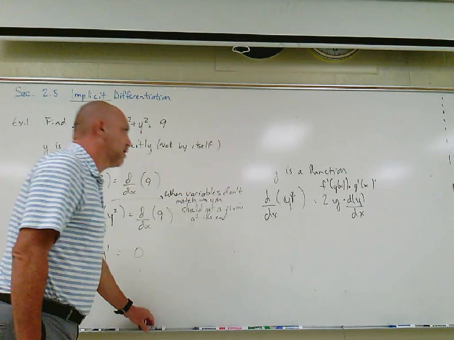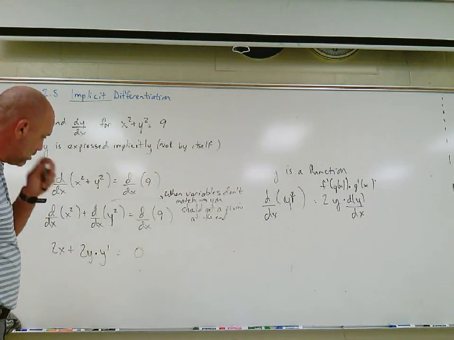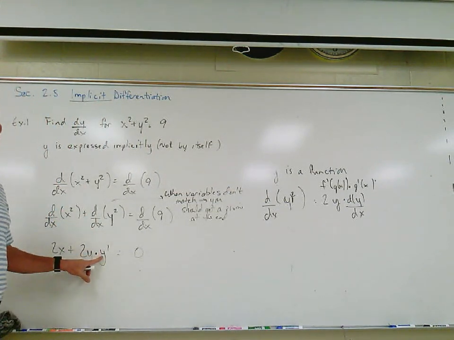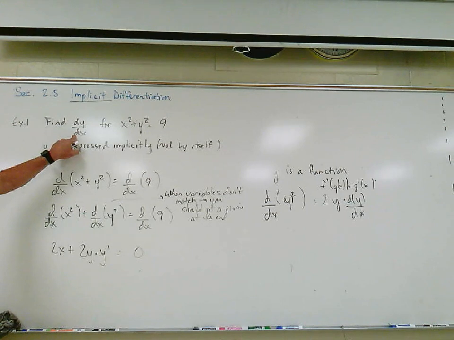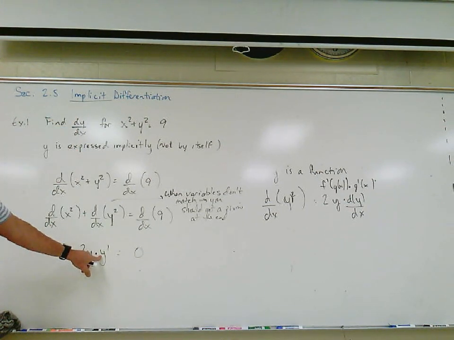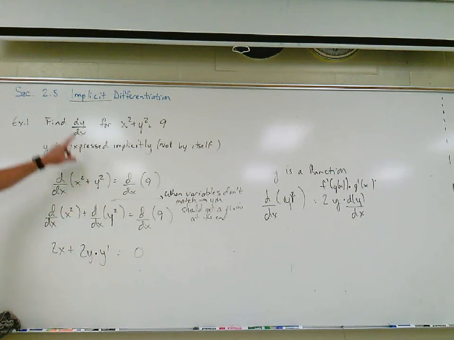Okay, so y prime, what's the other way you can write it? Y prime is also the same as dy over dx. Those are synonymous. So if I'm solving for dy over dx, I'm solving for y prime, same idea. Now, it says find this, so it means get y prime by itself.